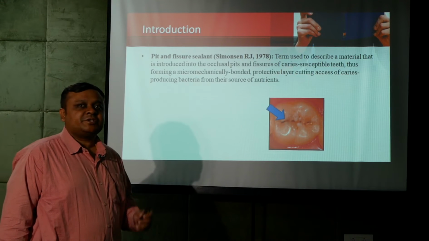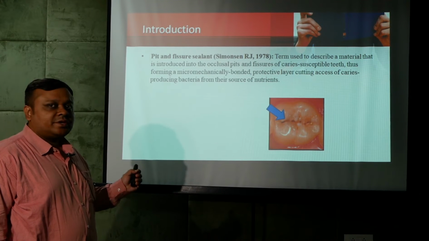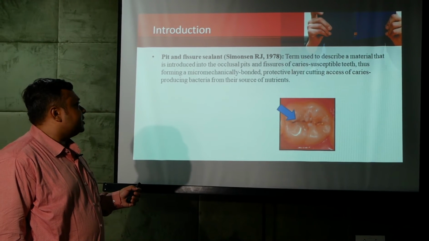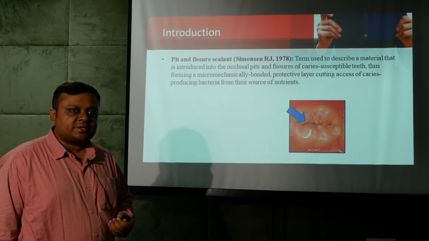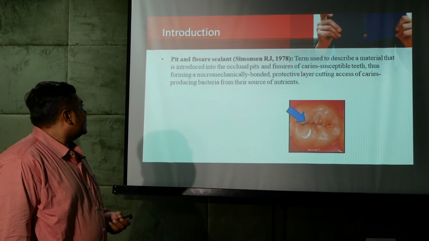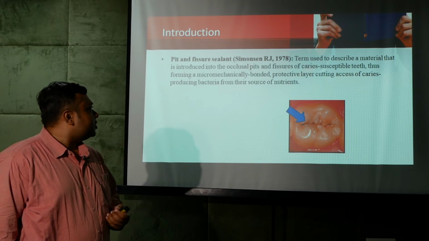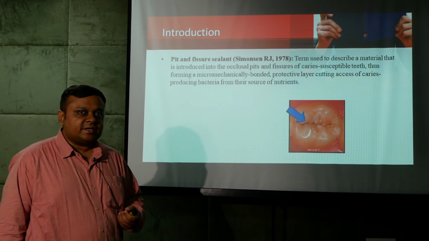So what is a pit and fissure sealant? As you can see on the screen, pit and fissure sealant is used to describe a material that is introduced into occlusal pits and fissures. It forms a micromechanical bond and protects the tooth from caries.